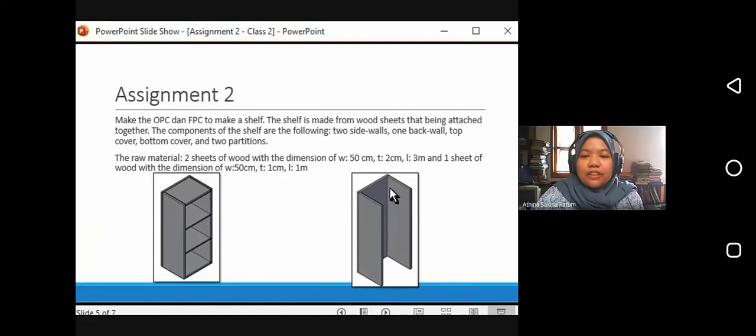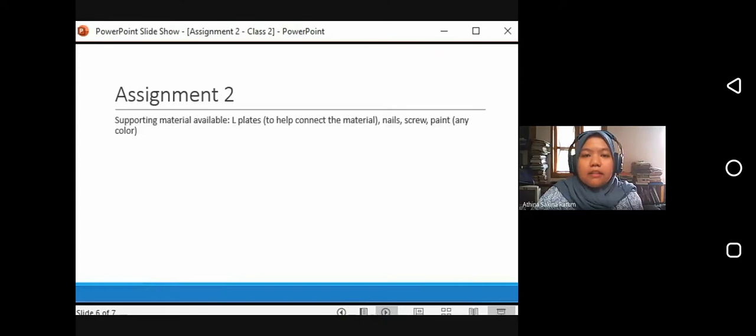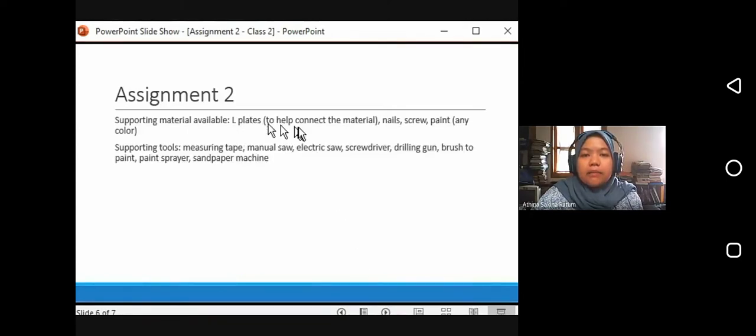And to join all the partitions, all the components, you will use a plate, the L plate that will help to connect the materials. And other supporting materials that are available are nails, screws, paint, any color that you want. And as for the supporting tools, you have measuring tape, manual saw, electrical saw, screwdriver, drilling gun, brush to paint, or paint sprayer, and sandpaper machine.